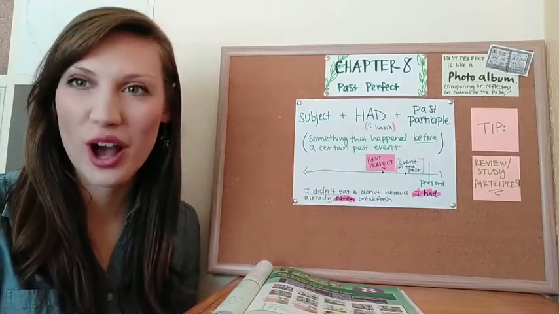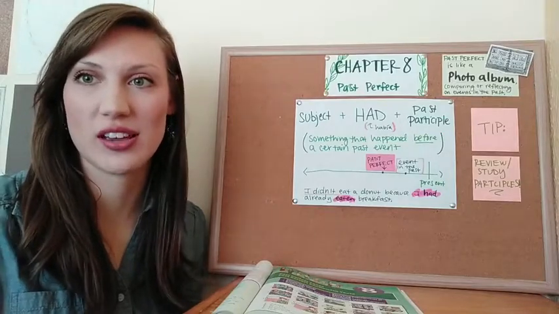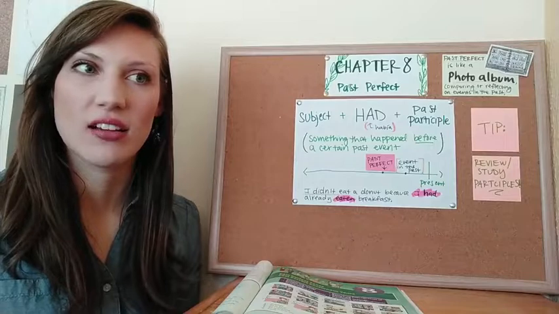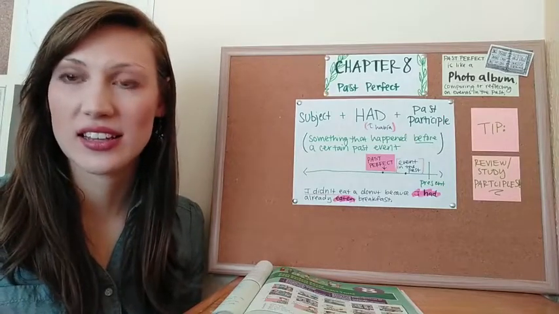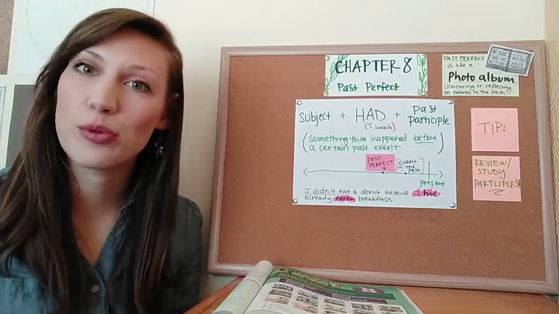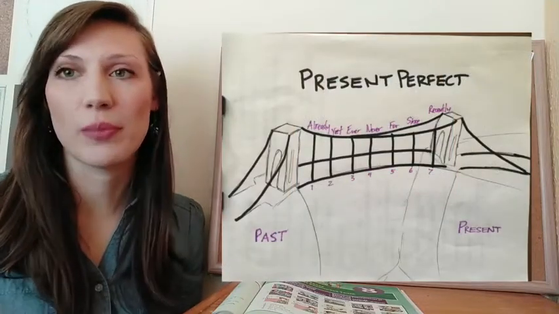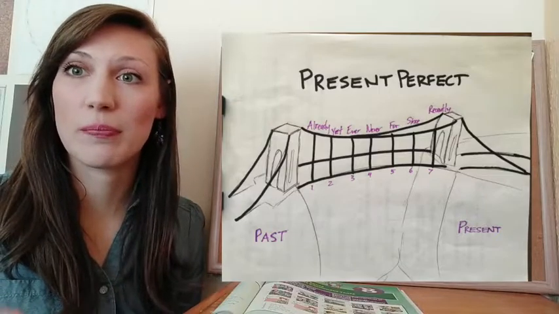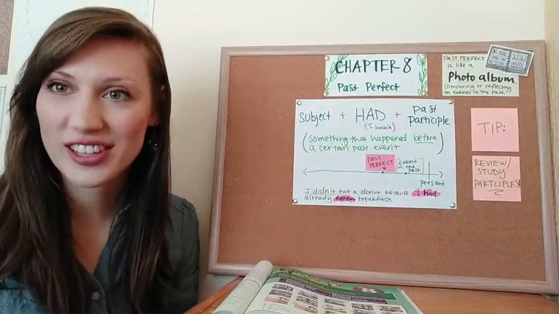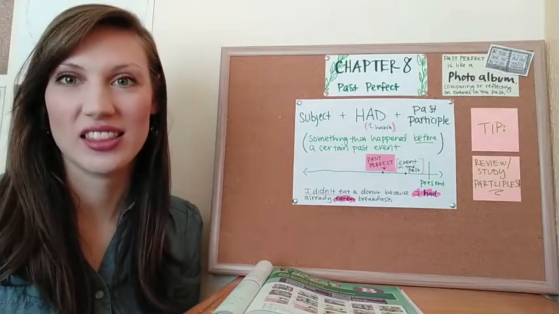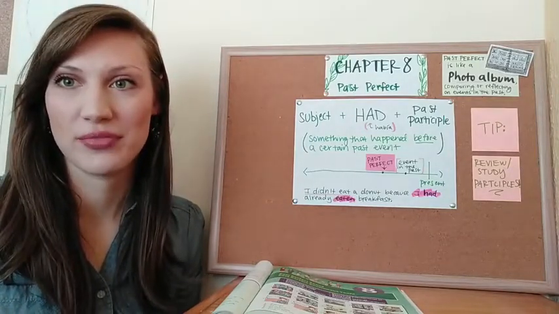You may remember talking about present perfect a few chapters ago, and how present perfect always connects the past and the present. We can think of it like a bridge between the past and the present. But past perfect is obviously different. And we can think of past perfect like a photo album.